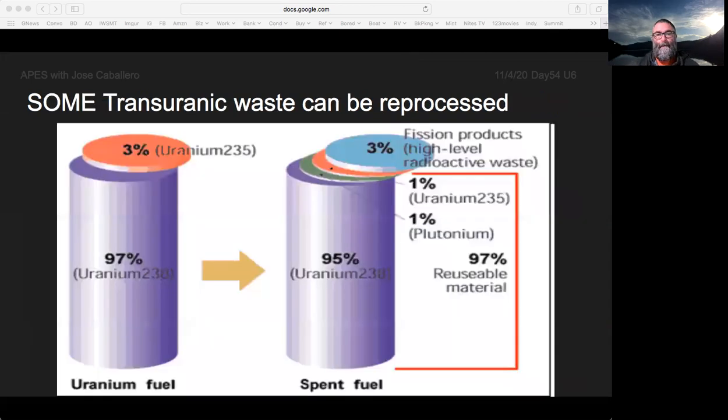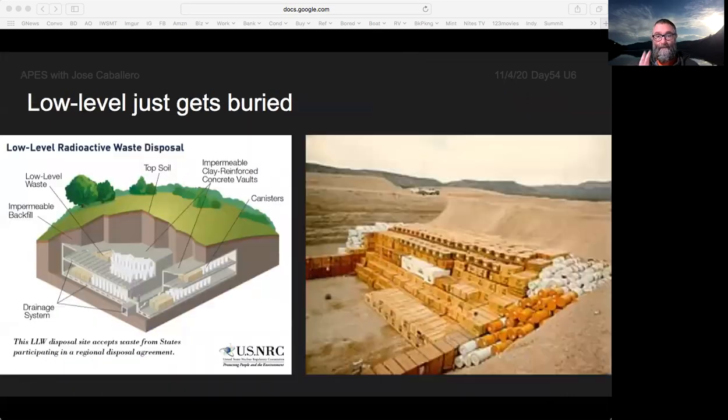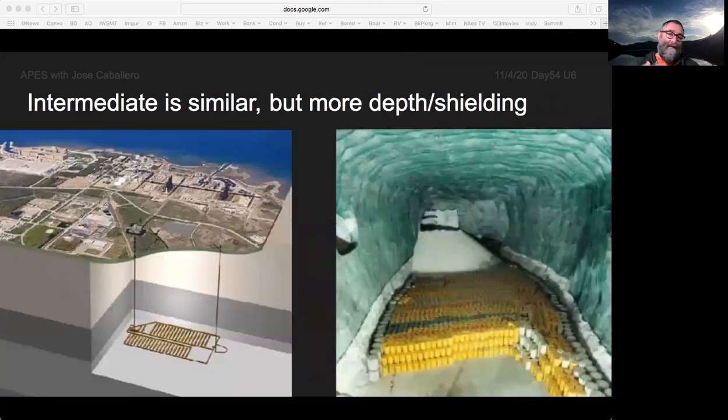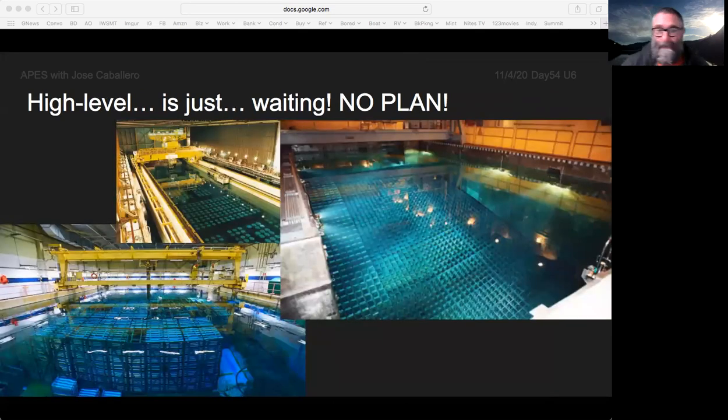All right. Remember, transuranic can be reprocessed. It's a part of spent fuel. Remember that low level gets buried, and mid-level or intermediate is buried better. So it's just deeper caves or whatever. But get ready for the crazy thing now. This is a big one. We're not sure what to do with the high-level waste. That's not a biased liberal lie or whatever. We really don't have a plan.